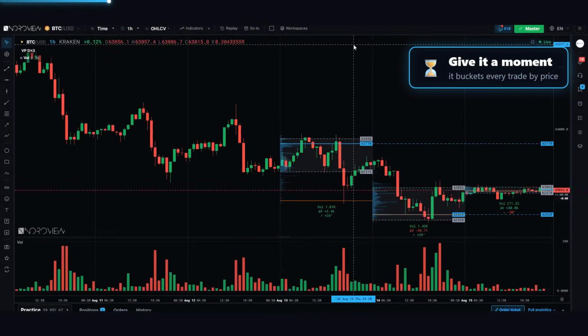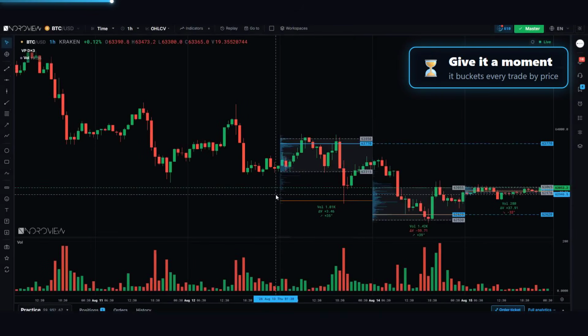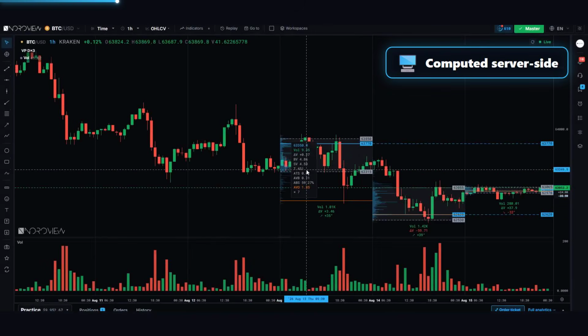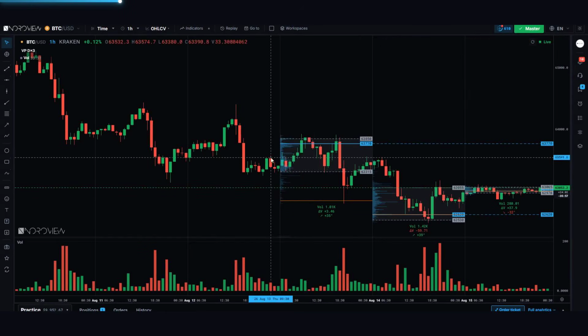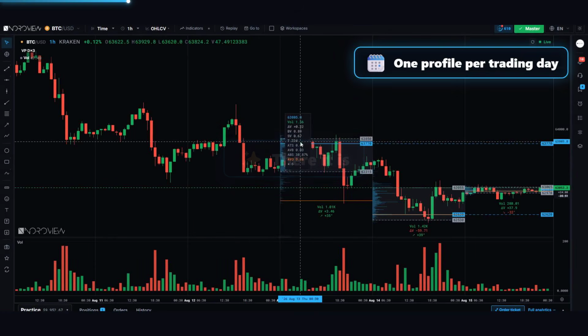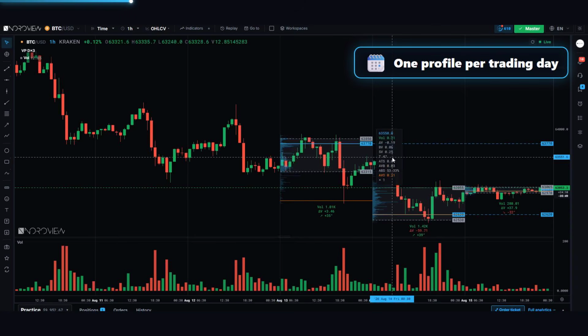Give it a moment. It is pulling detailed volume data from the server. It has to walk back through the trades and bucket every one of them by price. That is why this takes a little longer than a moving average. And there it is. Noroview has drawn a histogram for each of the most recent trading days.